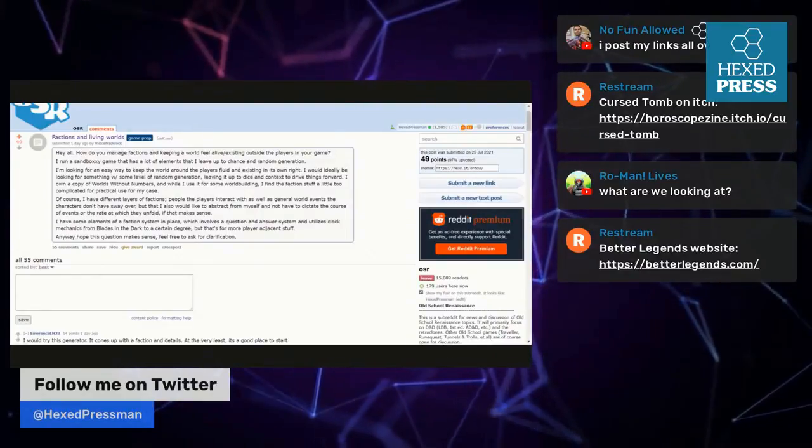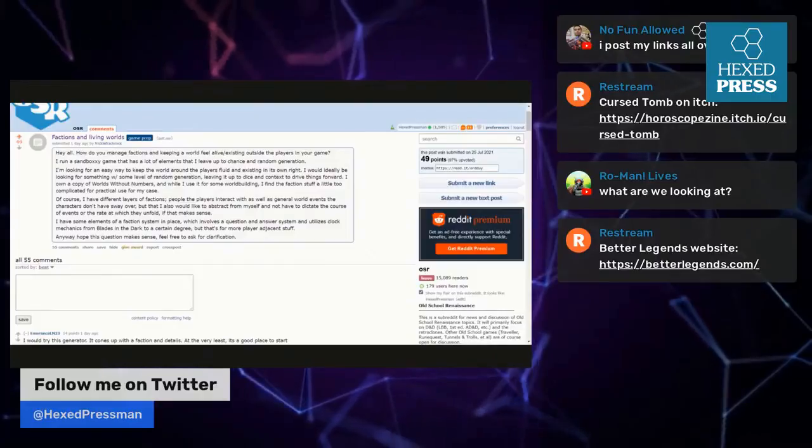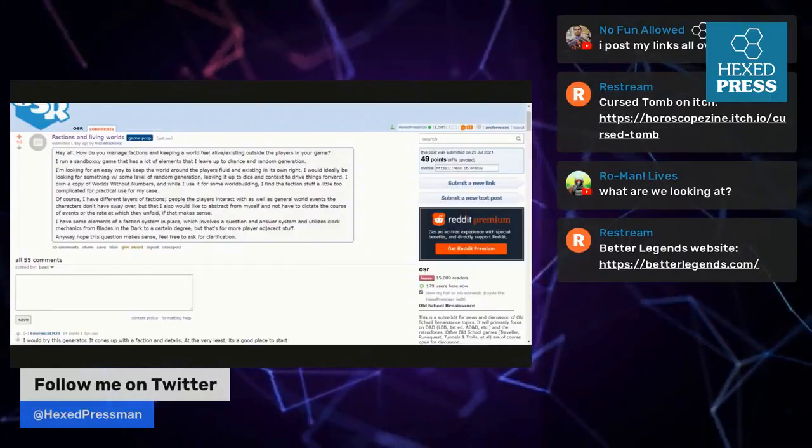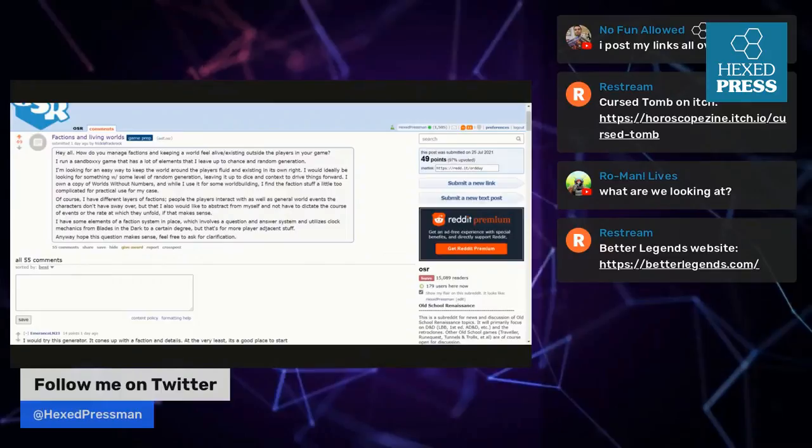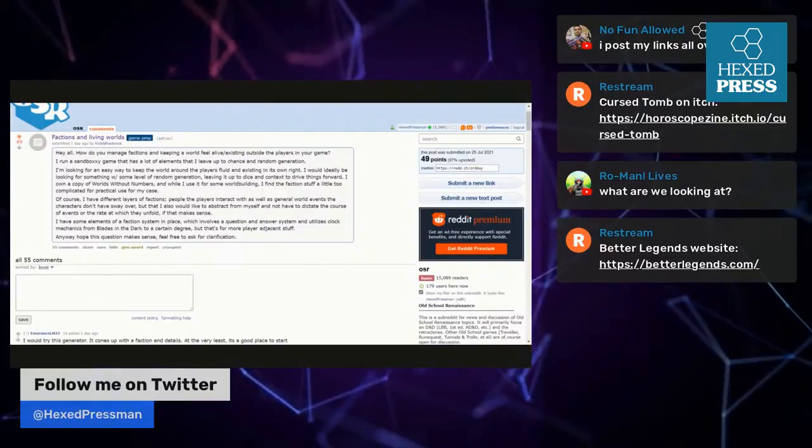I have some elements of a faction system in place, which involve a question and answer system and utilizes clock mechanics from Blades in the Dark to a certain degree, but that's for more player adjacent stuff. Anyway, I hope this question makes sense. Feel free to ask for clarification.